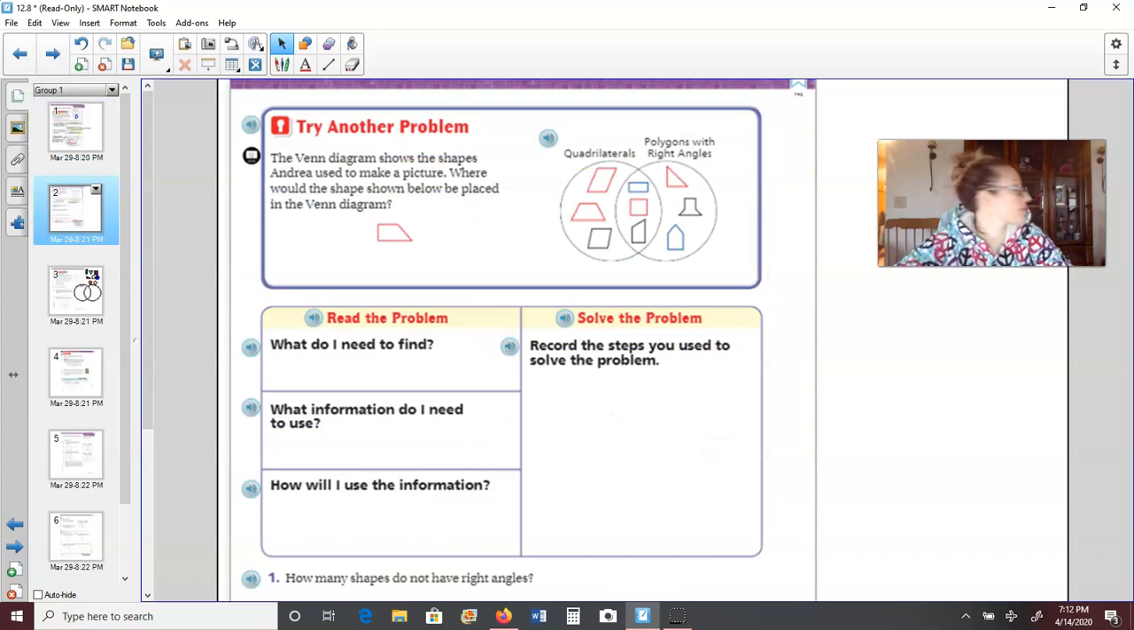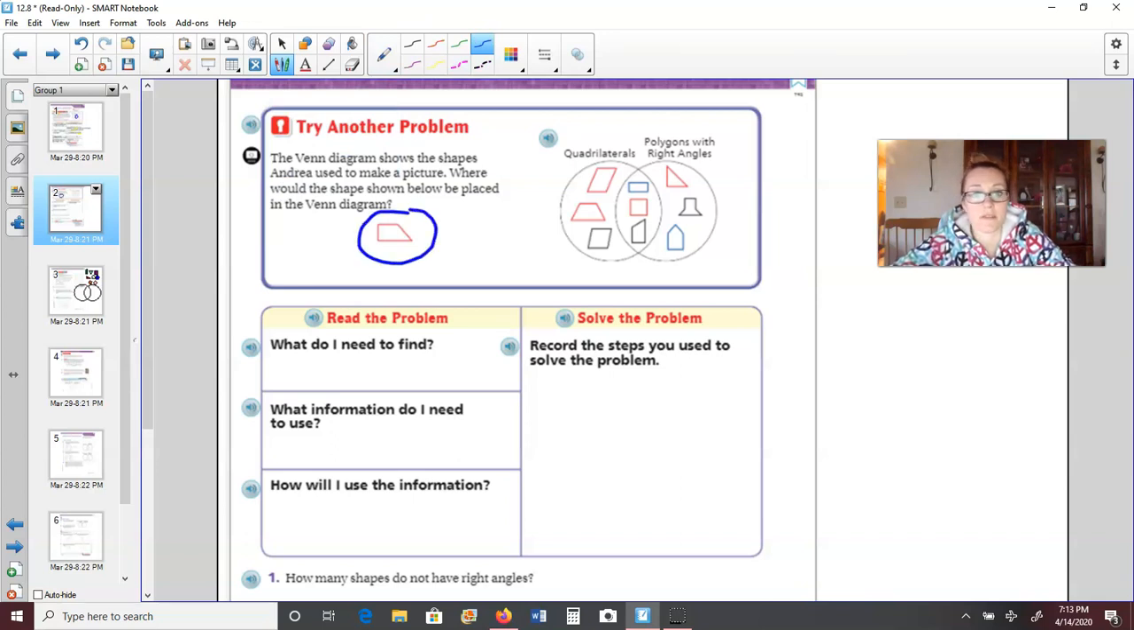All right, if we go to try another problem, on the next page, it says the Venn diagram shows the shapes Andrea used to make a picture. Where would the shape shown below be placed? So if we look at this shape that Andrea has, and she needs to figure out where it goes, we're looking at this shape right here. I'm going to circle it. We need to figure out if it would go under quadrilaterals, or polygons with right angles, or maybe it needs to go in the middle, which means it's both a quadrilateral and a polygon with right angles.